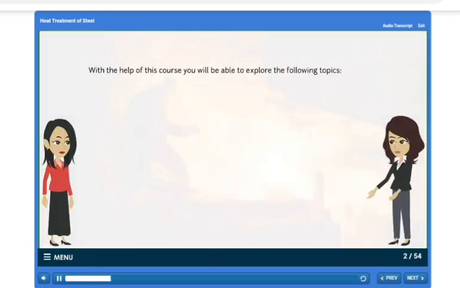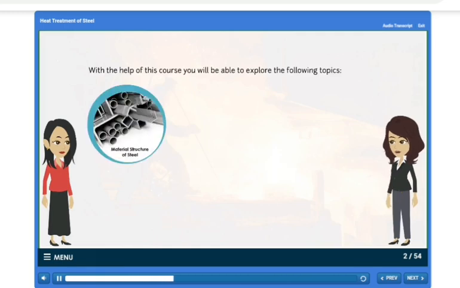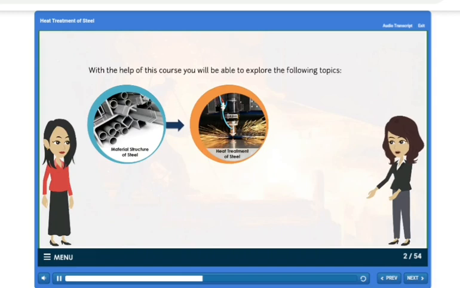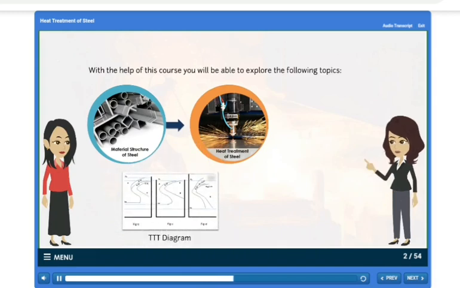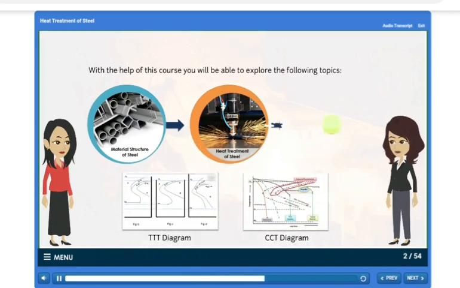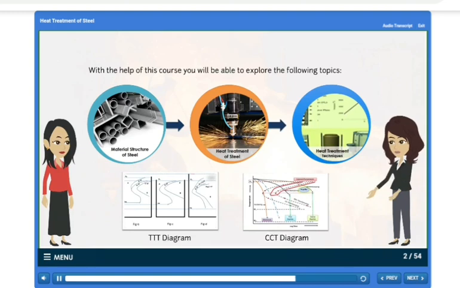With the help of this course, you will be able to explore the following topics: material structure of steel, heat treatment of steel, TTT diagram, CCT diagram, heat treatment techniques. Click Next to proceed to the next screen.